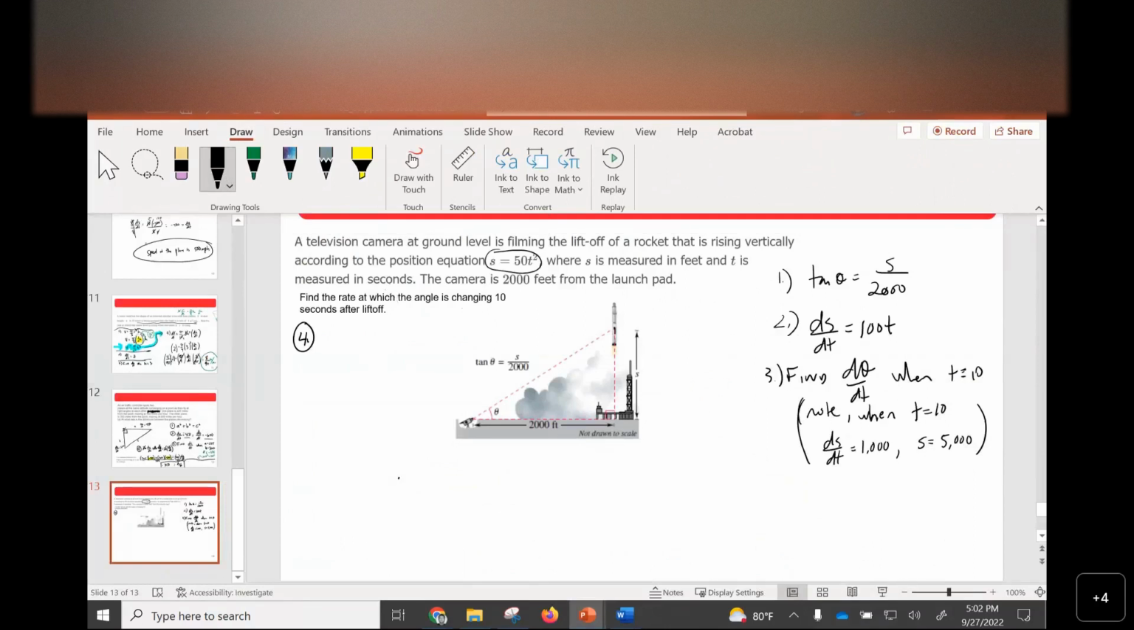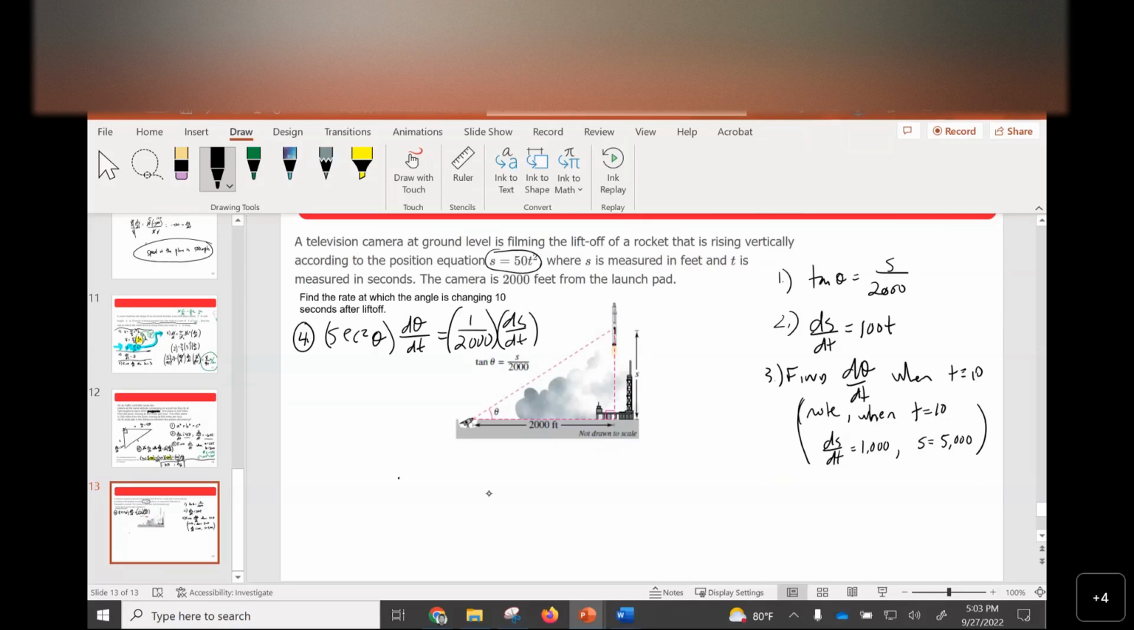Okay, here's my derivative. Derivative of tangent of theta is secant squared. Don't forget your chain rule. Derivative of s is just ds dt. So I'll do the 1 over 2000 if you want, ds dt. That's it. All you gotta find is ds dt.